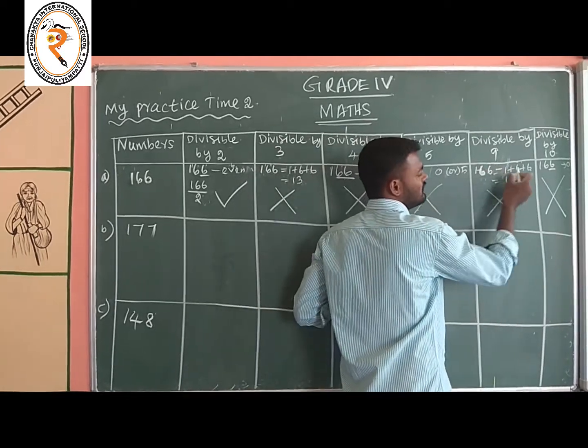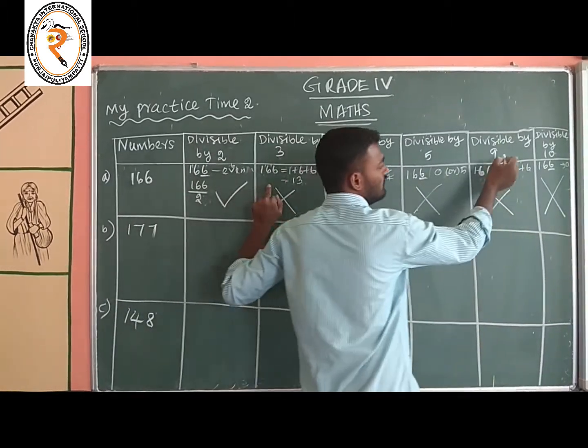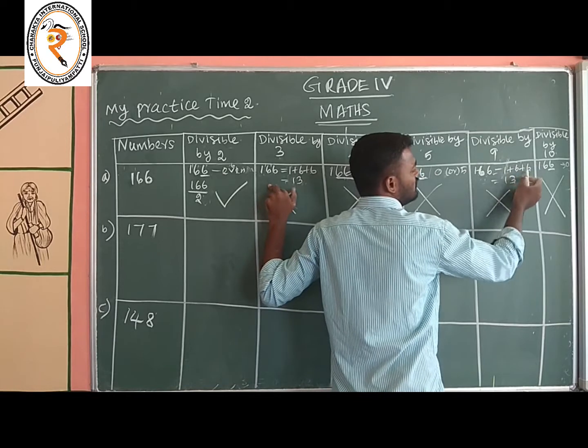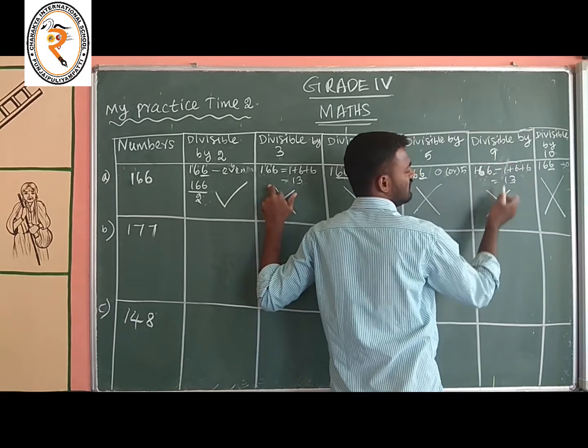Next, divisibility by 9. The rule is the same as the rule for 3: the sum of all the digits must be divisible by 9. The sum of the digits is 13. 13 is not divisible by 9. So 160 is not divisible by 9.